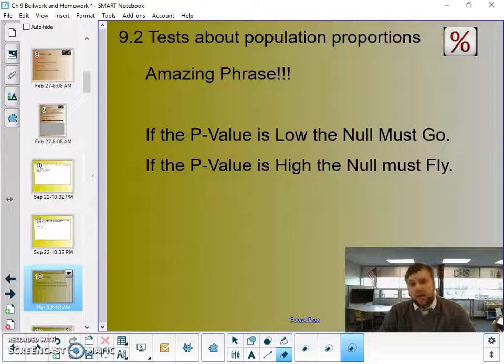Take out your notes. We've got to get cracking because I doubt we're going to get through all three of these examples here today.